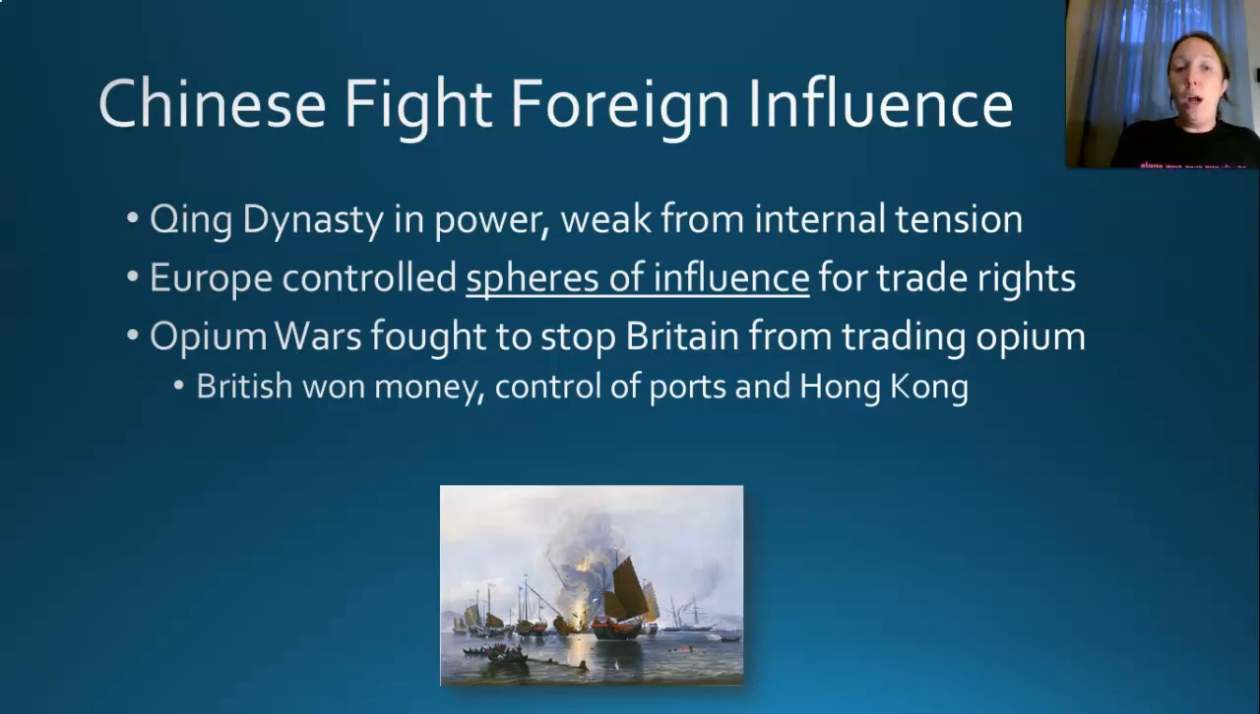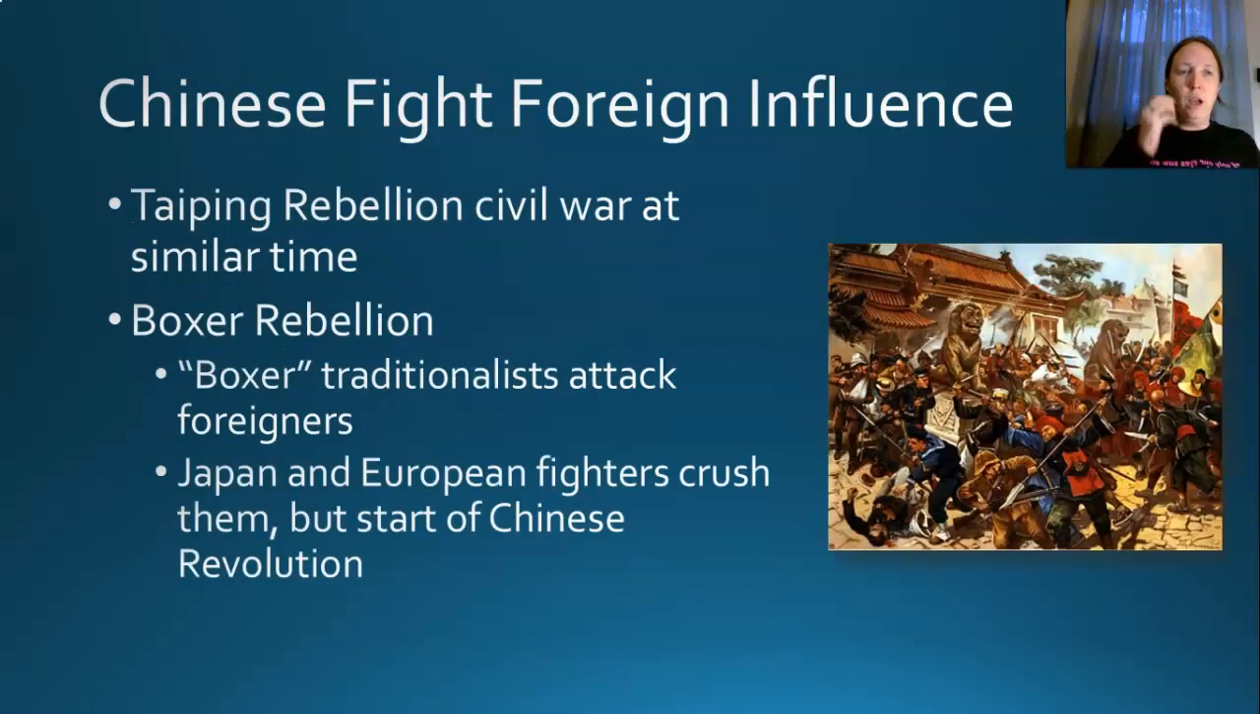The British won these wars, in fact, humiliated China by not only winning, but then demanding money for the opium that the Chinese had destroyed, and demanding control of 5 different ports along the Chinese coast and control of Hong Kong. And that the British control of Hong Kong lasted until 1997.